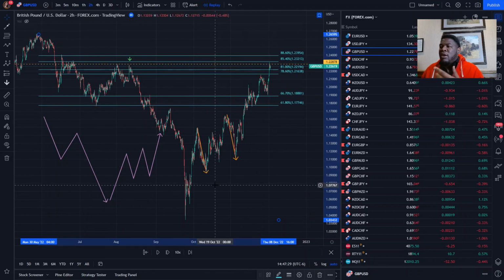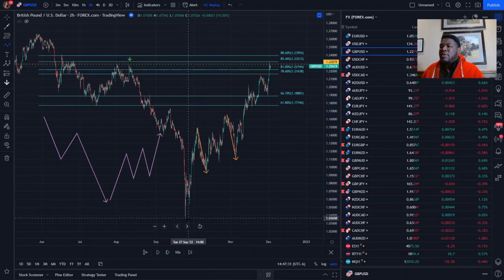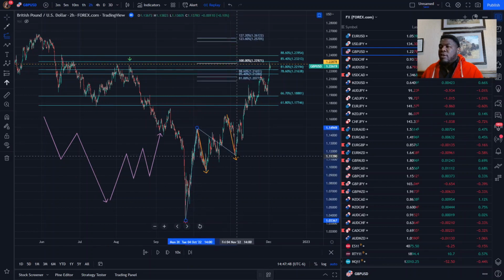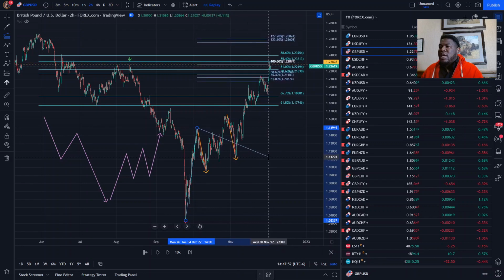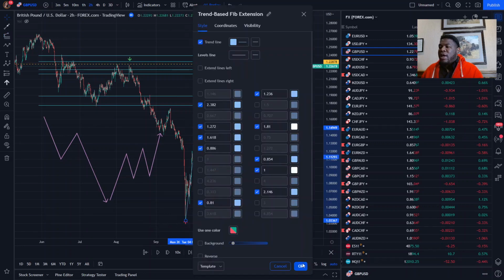And there are some other measurements that can be made going from the low here. Let me mark off this low so we can know what we're talking about. Low here. If I measure the waves from here to here, then I can take them from here. We have really the same measured move that we had on the others.